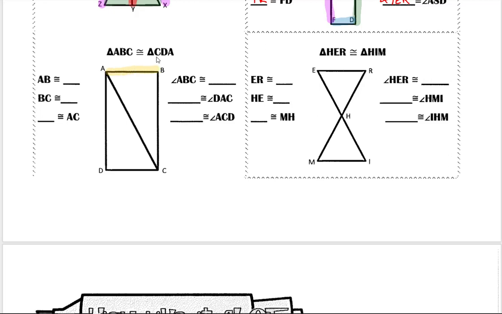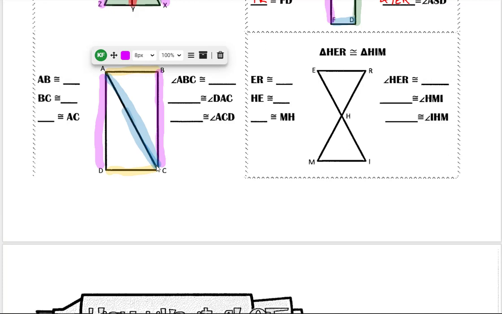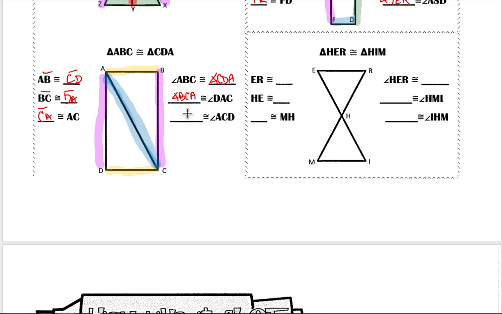Here we have AB matches with CD. BC matches with DA. And AC matches with CA. And then we name the corresponding parts based on the colors. Triangle ABC, or angle ABC, is yellow to purple. So yellow to purple on the other one is going to be CDA. DAC is purple to blue. So the other one, purple to blue, is going to be BCA, and so on.